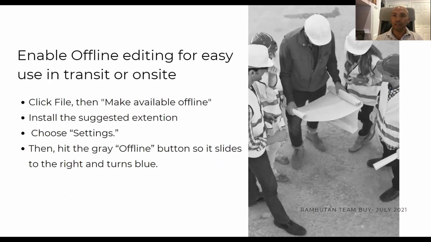Enable offline editing for easy use in transit or on site. In some cases, when you don't have wireless access to your Google Docs and Sheets, you're able to save your documents offline and make easy changes to them. Once you bring them back online, it updates the documents. So you click File, then Make available offline, install the suggested extension, choose settings, then hit the gray offline button so it slides to the right and turns blue.